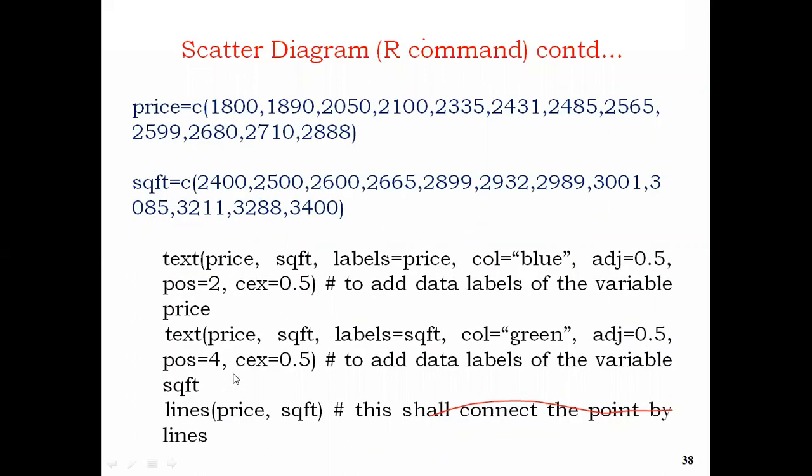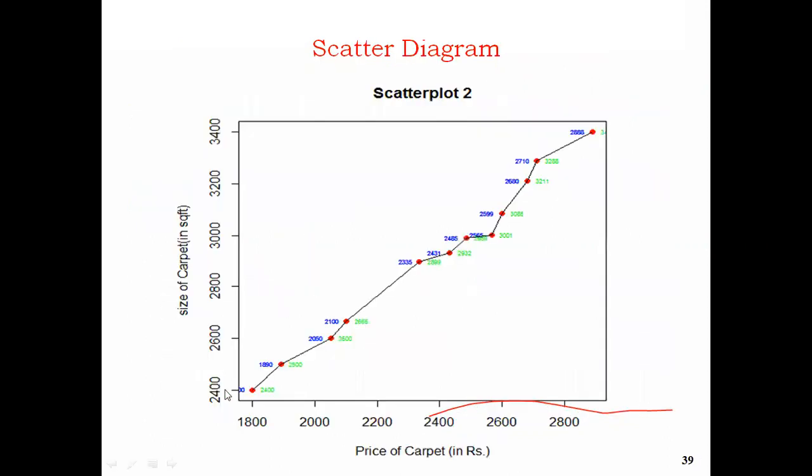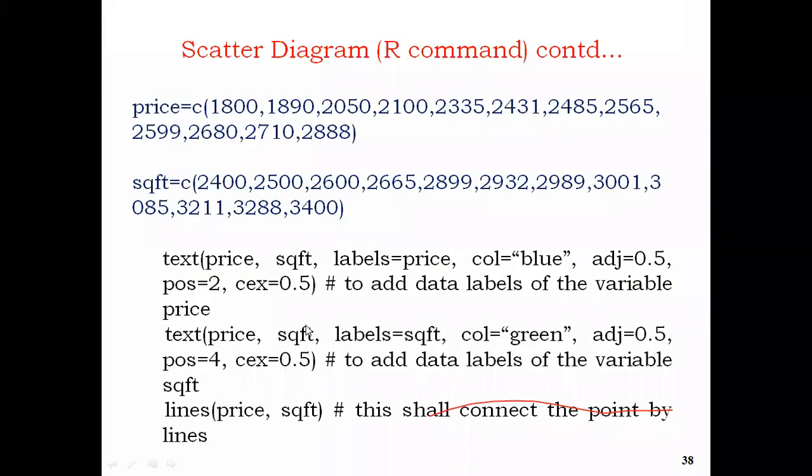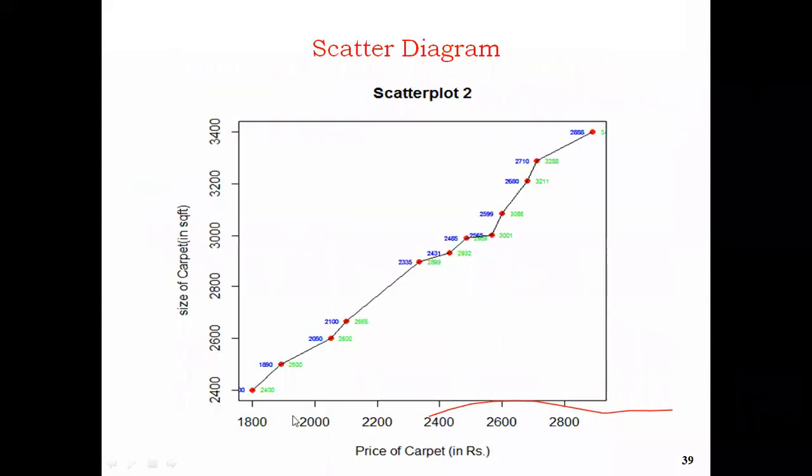Now you see again text. This is price, square feet, labels, square feet. So we are taking text. That means for price, the values are 1800, 1890, like that. In this diagram, all the values here are price. And for square feet, you just write text and then price, square feet, labels, color. Here I have considered green, so you see in the diagram, this is in green color. So these are all square feet.